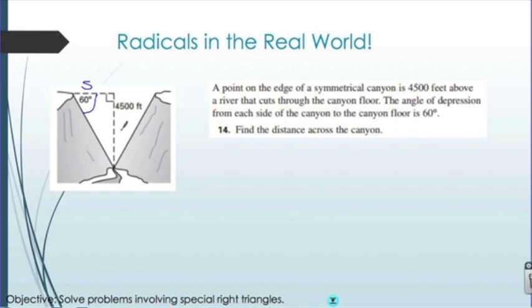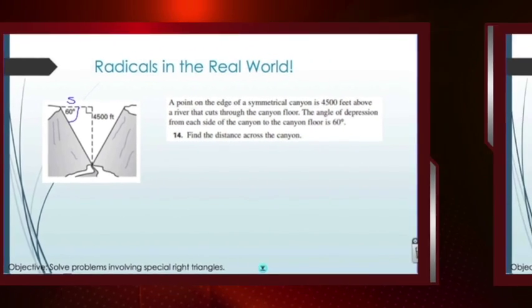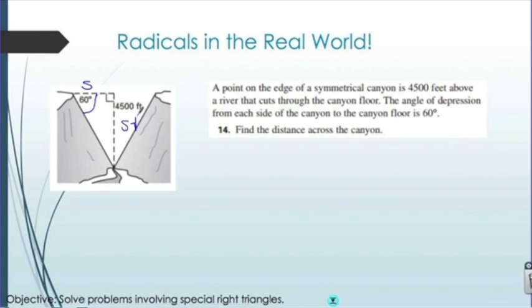That means that the height, 4,500, is going to be the short leg times the square root of 3. And that means that the slanted part of the canyon is our hypotenuse, and that's going to be 2 times the short leg. So in this scenario, I'm not actually worried about the hypotenuse. I want to find the distance across the canyon. The short leg is what's going to help me with that. And the other one that I have is the 4,500 feet.